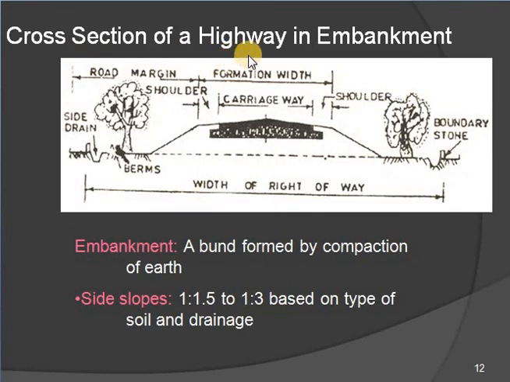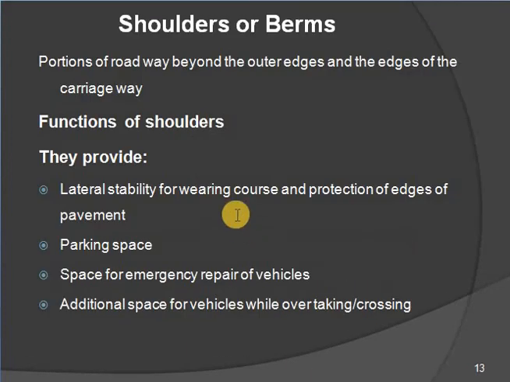Coming to this, it is also an embankment diagram. An embankment is a bund formed by compaction of earth, and the side slopes are 1:1.5 and 1:1.3, based on the type of soil and drainage. So these side slopes will be constructed depending upon the soil condition. And shoulders are bunds, portions of roadway behind the outer edges of the carriageway.